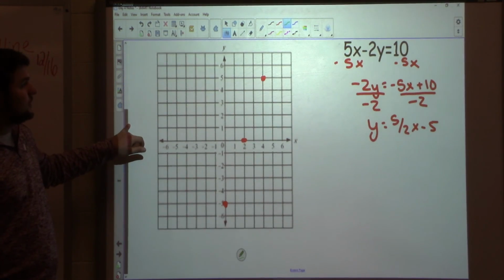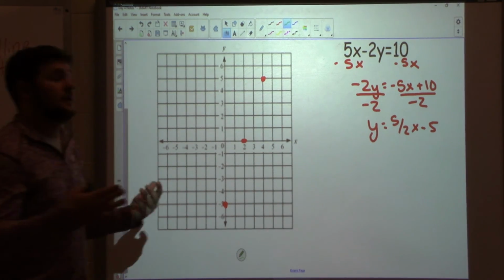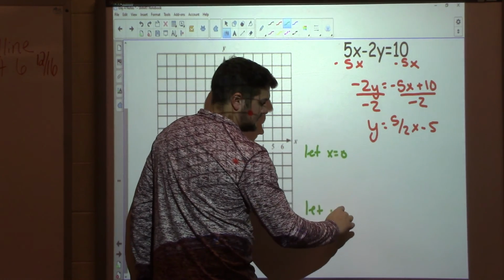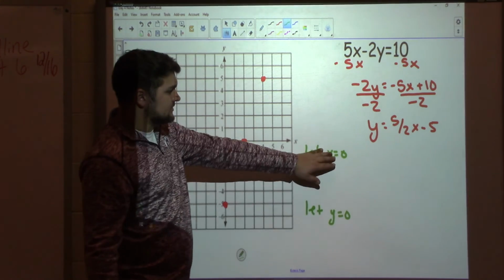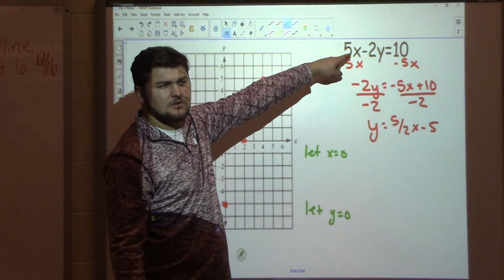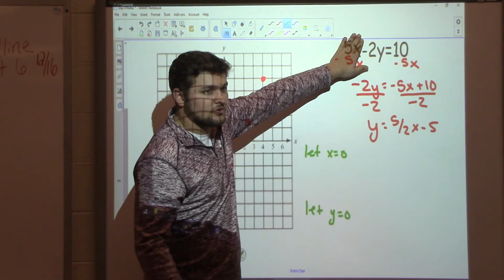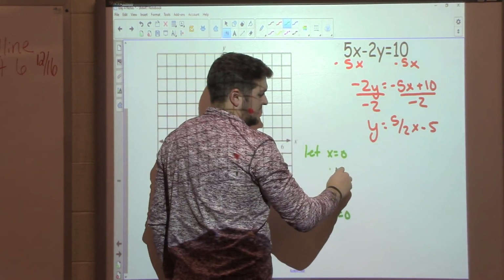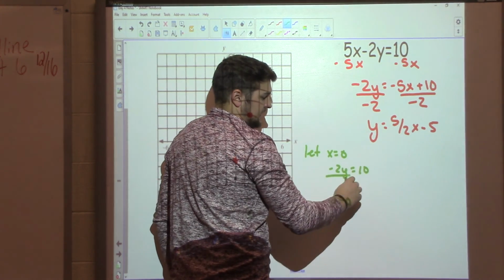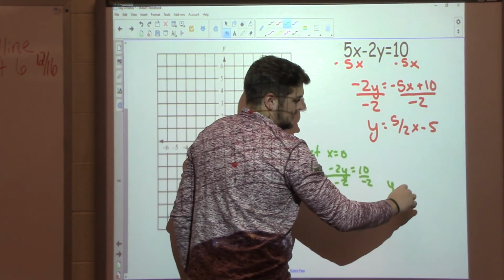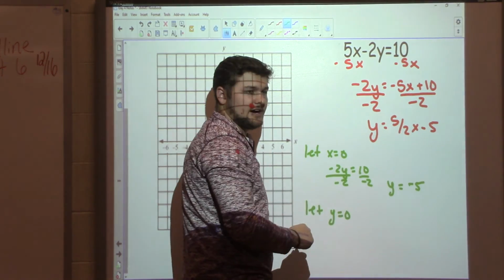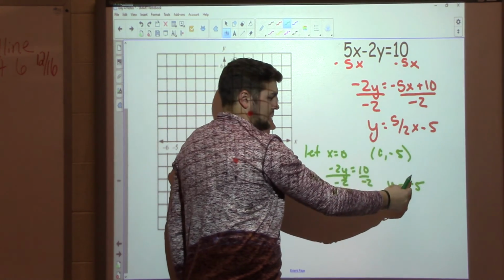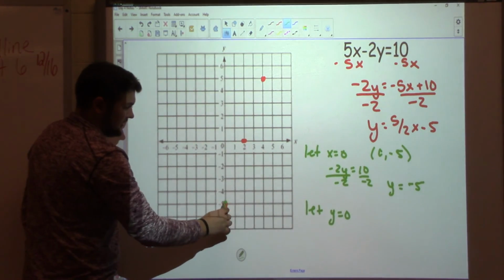Or, I can do what we call the cover-up method. That's where I let x equal 0, and I let y equal 0. If I let x equal 0, what's 5 times 0? 0. So I cover it up, so it goes away. That's why it's called the cover-up method. I'm left with negative 2y equals 10. I can solve for y. Divide by negative 2. y equals negative 5. So at 0, negative 5, I would have a point.